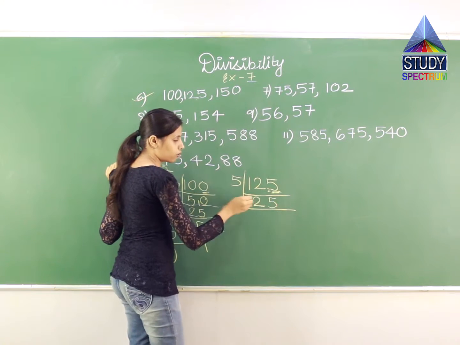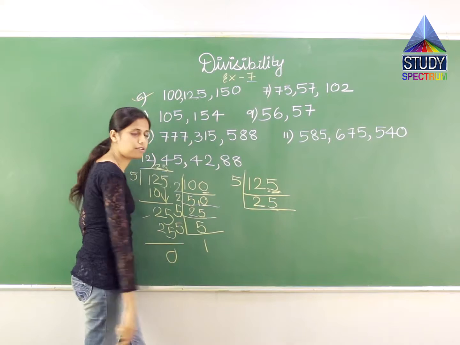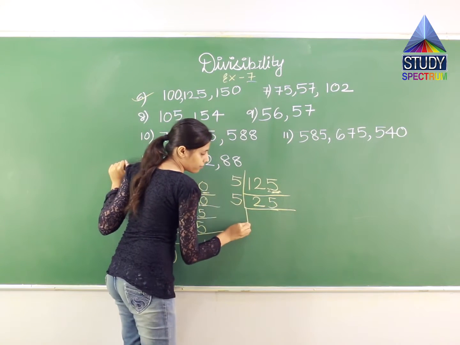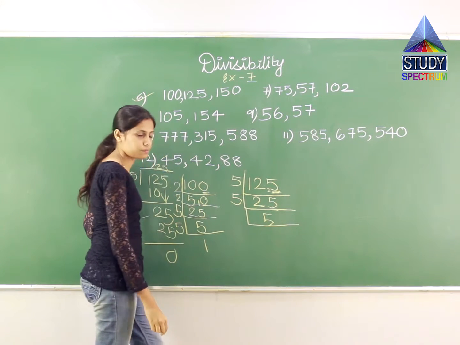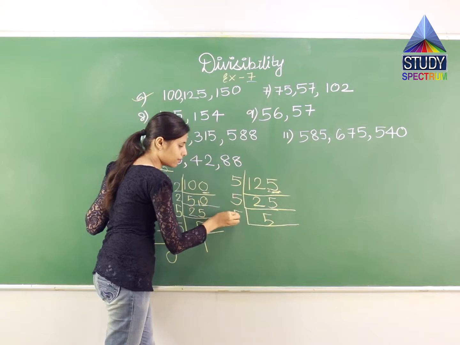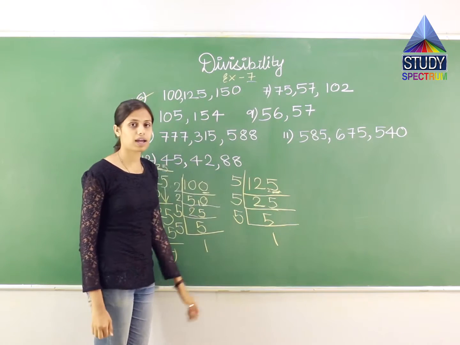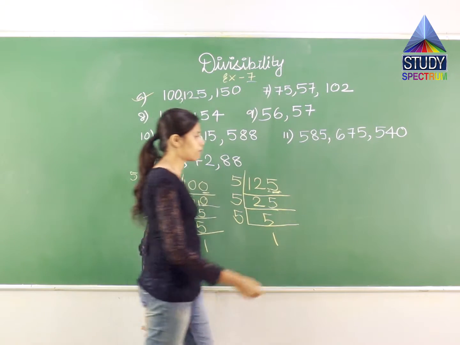Now 25 also has 5 at the end. Means this number 25 will be divisible by 5. So let us divide 25 by 5. So again 5 5s are 25. Again 5 which is divisible by 5. So 5 and 1. So the possible factors for 125 are what? 5, 5 and 5. Now we will do the same for 150.